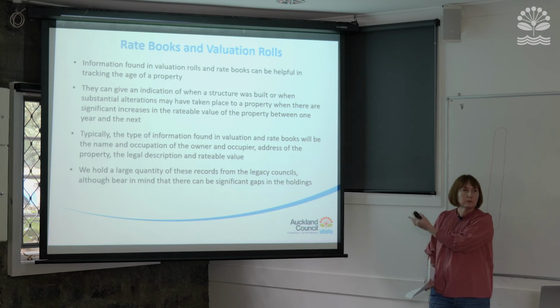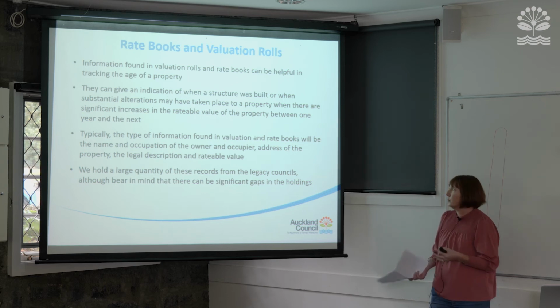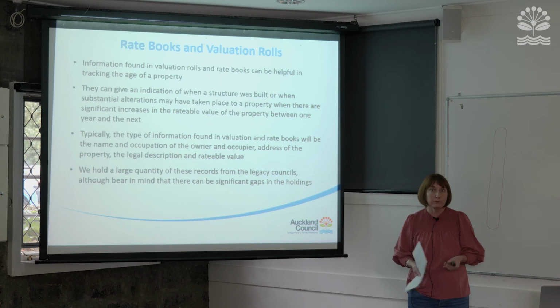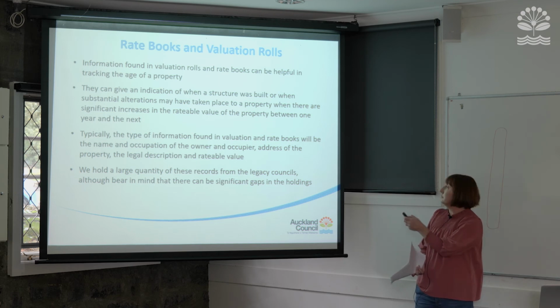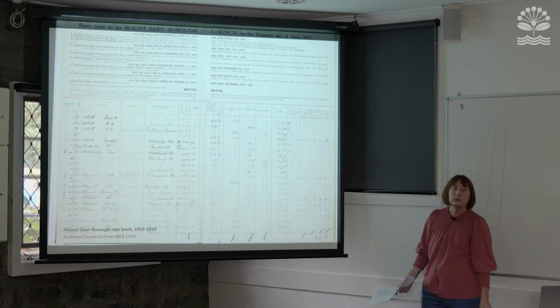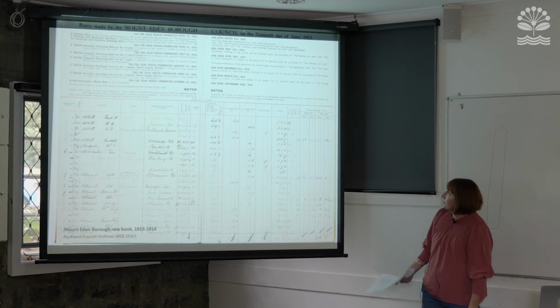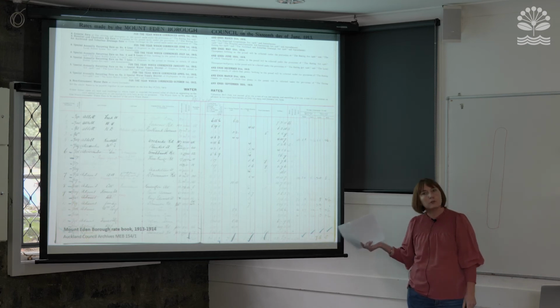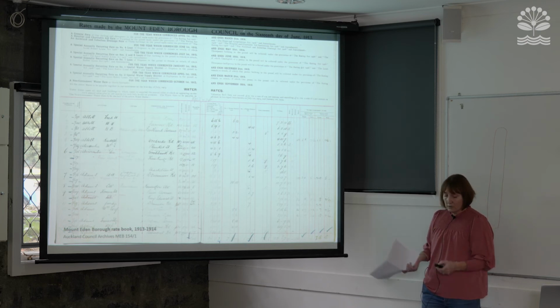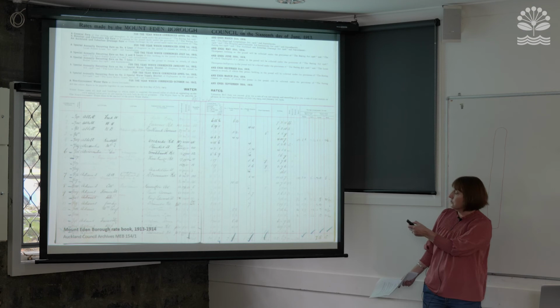You can also find out the names and owners of the former occupiers of the property, and we have a large quantity of these, but also bear in mind there can be gaps in this history. So for example, for Mount Eden, we've got a pretty good collection. Unfortunately for Mount Albert, they cease after 1950. But before that, really great. So that's an example of a Mount Eden rate book from 1913, which is one of our earliest ones, showing you the kind of information that you'll find. They won't necessarily give you the street address, they will give you the legal description at the time. And it isn't until later periods that we start getting street addresses appearing in rates and valuation rolls. So it can tell you quite useful things.